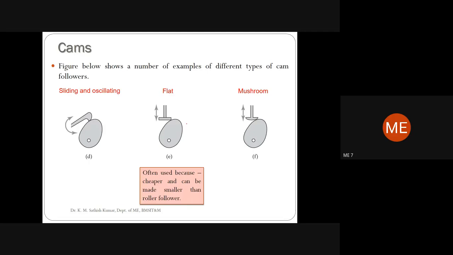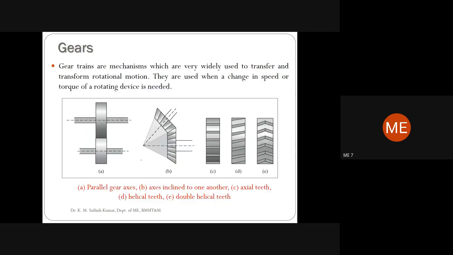Then we have the sliding and oscillating followers, the flat type of follower, and the mushroom type of followers. For different types of work, we are generally going to use these different types of cams and followers. Now, this is a general introduction to what is called cams.